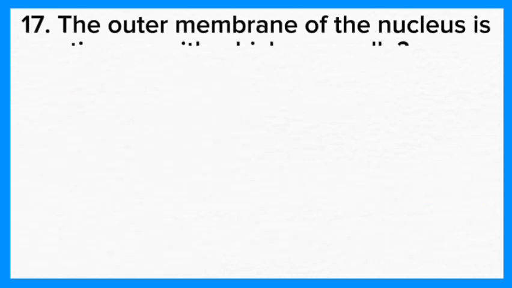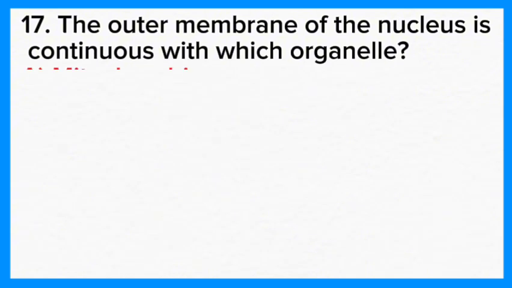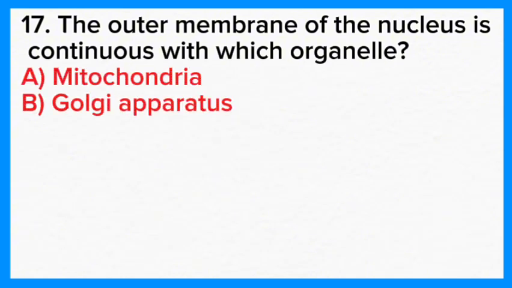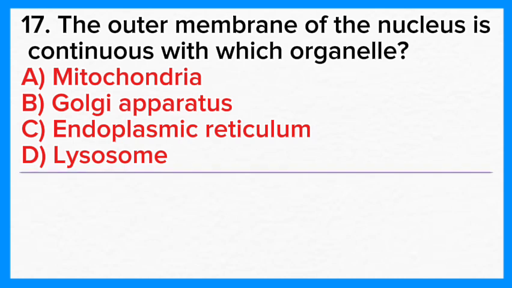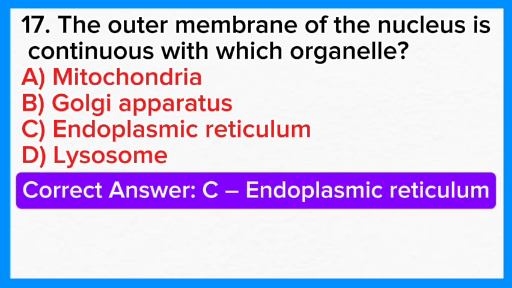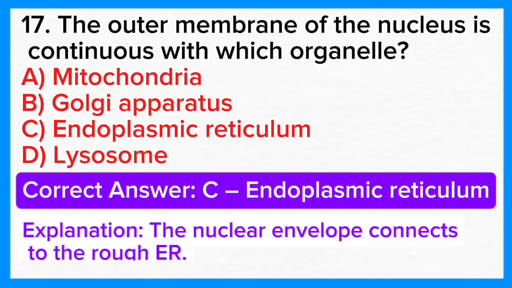17. The outer membrane of the nucleus is continuous with which organelle? A. Mitochondria, B. Golgi apparatus, C. Endoplasmic reticulum, D. Lysosome. Correct answer, C. Endoplasmic reticulum. Explanation: the nuclear envelope connects to the rough ER.